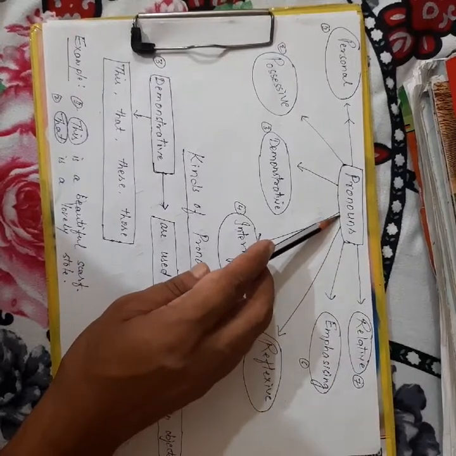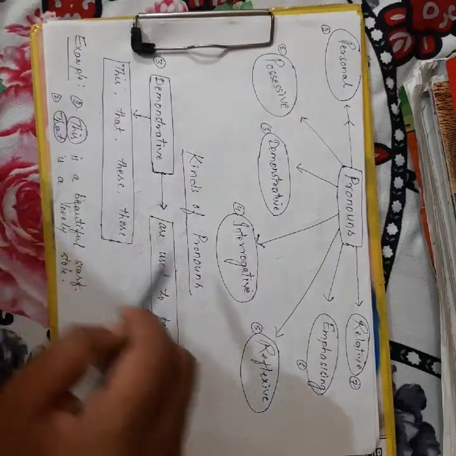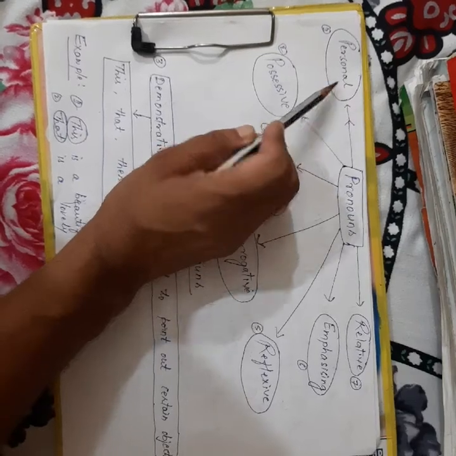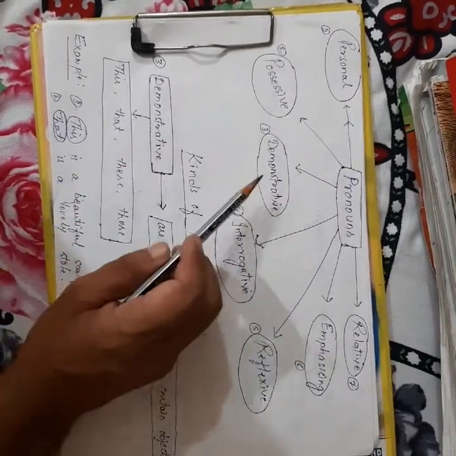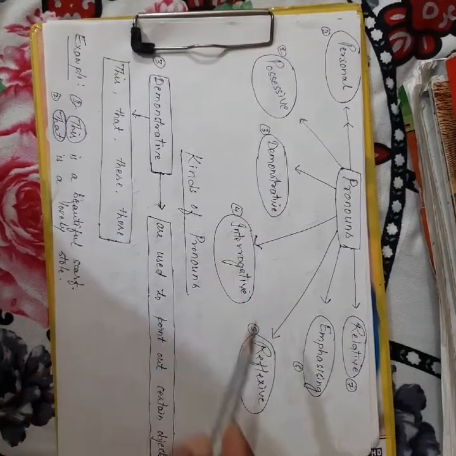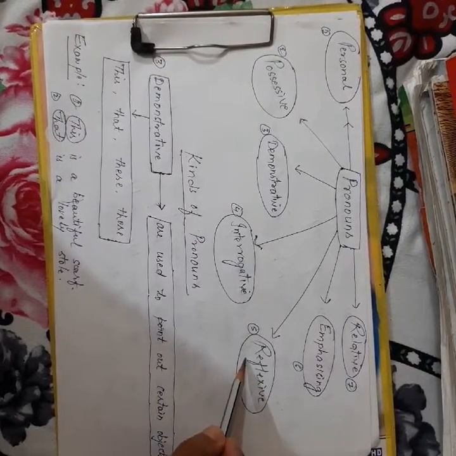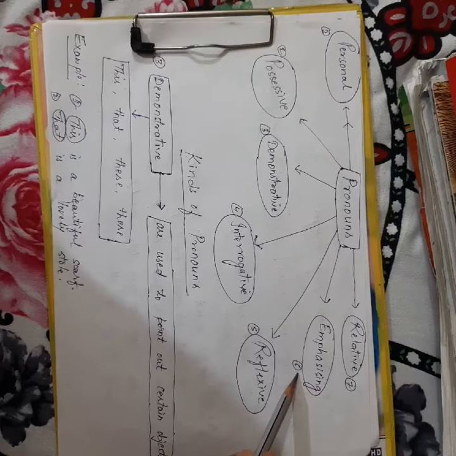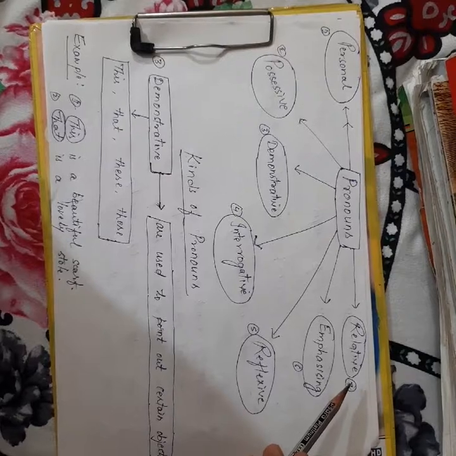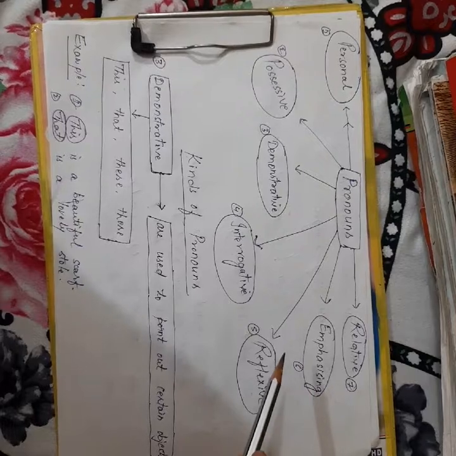So as you can see here, pronouns are of seven kinds. Okay, so the first one is your personal, second one possessives, third one demonstrative, then fourth one is your interrogative pronouns, then fifth one is reflexive pronoun, then sixth kind emphasizing pronoun, and seventh is your relative pronoun. So in your syllabus, in your book, 7 kinds are given.